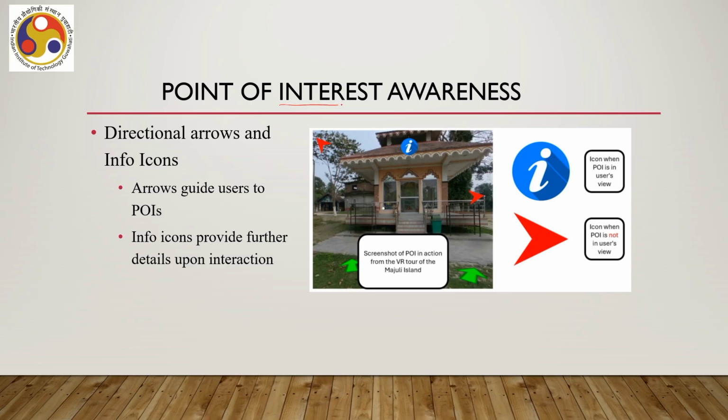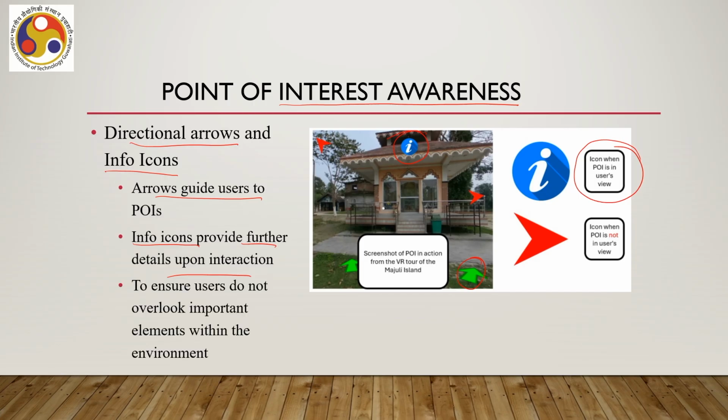For point of interest awareness, to make the user aware of points of interest, we have added directional arrows, as already mentioned, which show which way to move, and information icons such as these. The arrows guide users to the points of interest, and information icons provide further details upon interaction. So, if we select it, then it shows us details about that place, mostly in the form of textual information. These additions were made to ensure that the users do not overlook important elements within the environment.